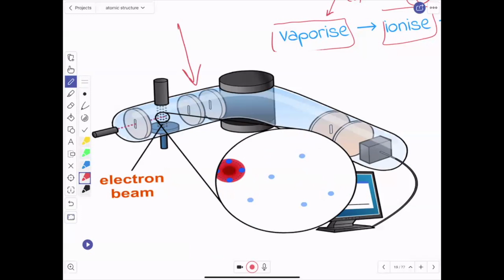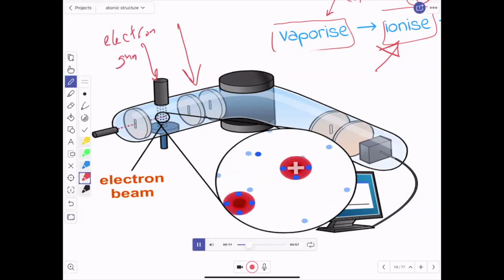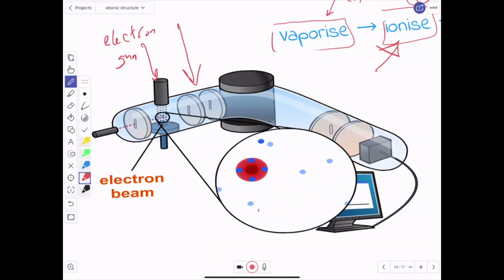Next event is ionization. How am I gonna ionize? I'm gonna hit the particles in my sample with an electron gun, like the one you see here. As you hit them with this electron gun, you're gonna knock out some of the electrons that you got in your sample, all right?